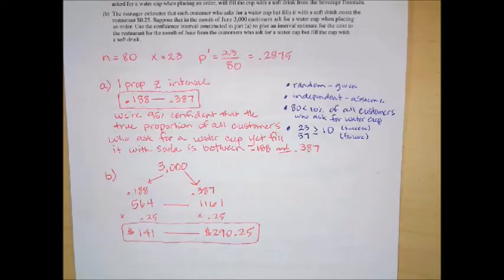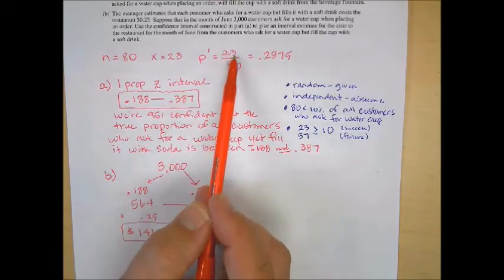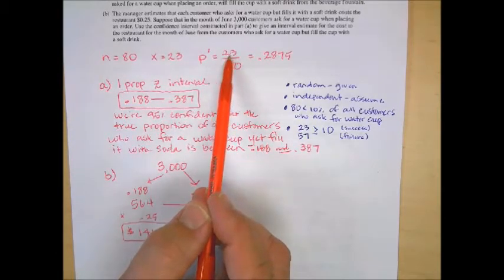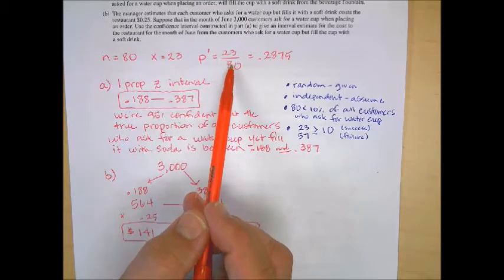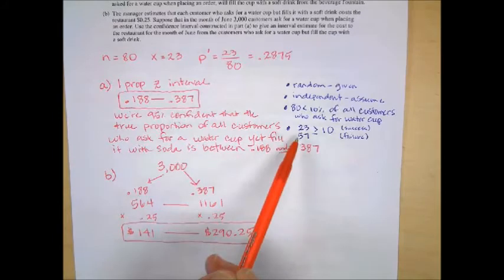What is normally N times P and N times Q, but there is no P and Q in the problem. So it would be N times P prime and N times Q prime. Basically, it's the results of the survey or the sample. 23 people did ultimately go and fill up that water cup with soda. And 57 people didn't.